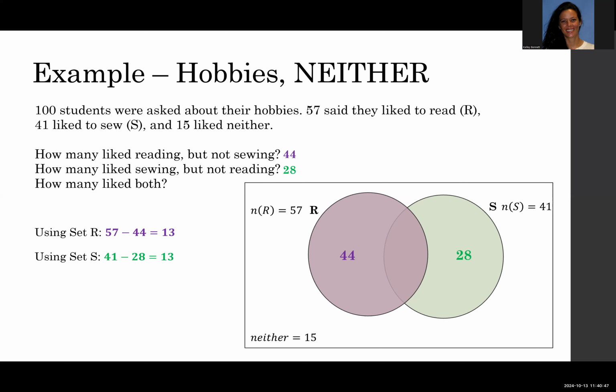And the last method you could say is, well, I know that the union was 85. The whole thing together was 85 in those circles. So if I subtract off those two pieces, 44 and 28, I'm going to get 13 in the center. So no matter how you do it, your intersection should come up as 13.